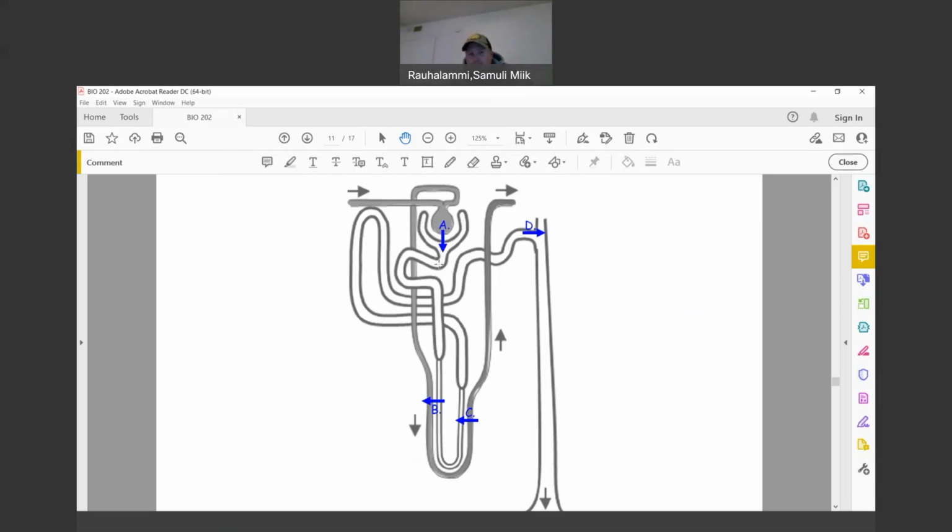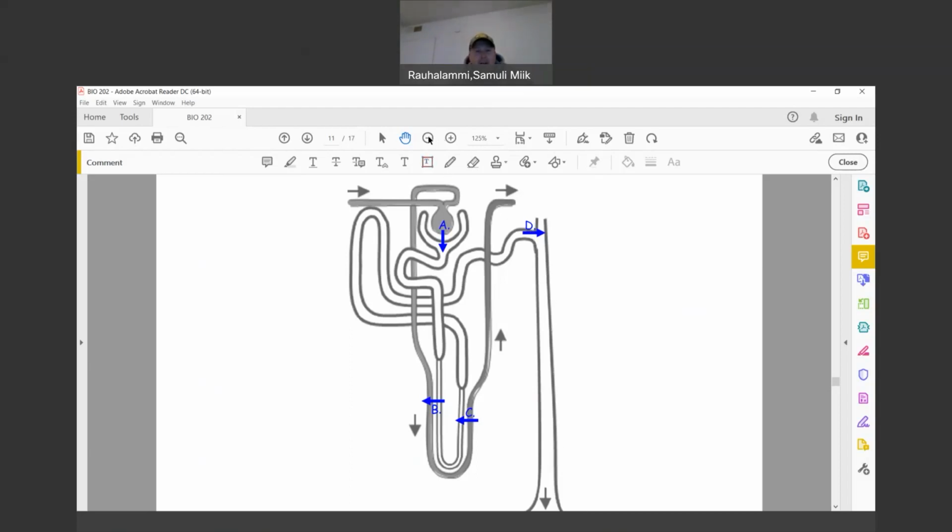From the glomerular capsule, we're going to have a proximal convoluted tubule and then our nephron loop, or sometimes also known as a loop of Henle, and then distal convoluted tubule. And distal convoluted tubule eventually opens up as a collecting duct.